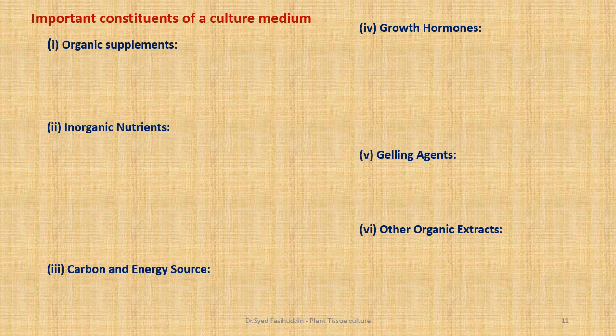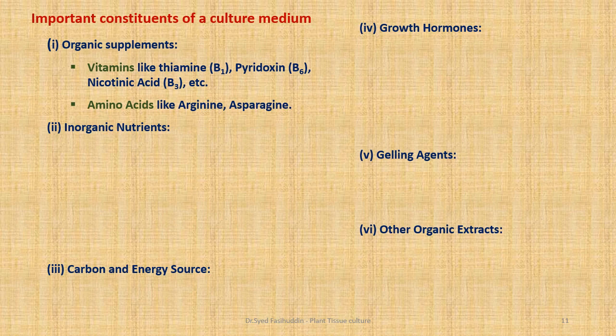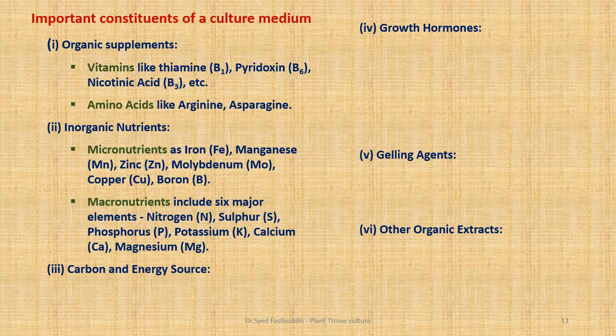Important constituents of a culture medium. Organic supplements. It includes vitamins like thiamine, pyridoxine, nicotinic acid, etc. Amino acids like arginine, aspartate. Inorganic nutrients, which include micronutrients like iron, manganese, zinc, molybdenum, copper, and boron. Macronutrients include nitrogen, sulfur, phosphorus, potassium, calcium, and magnesium. Carbon and energy source, it includes sucrose, lactose, maltose, galactose, etc.